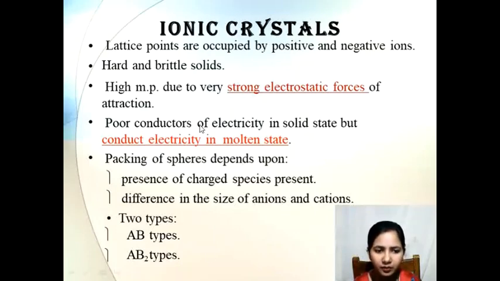So here it is, these are the properties of the ionic crystal. Basically, the constituent particles in the ionic crystals are the ions, positive ions and the negative ions.